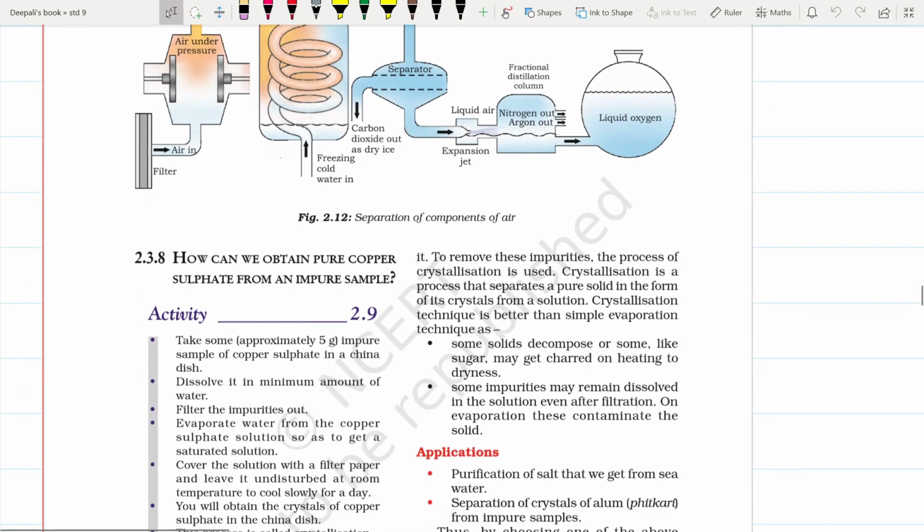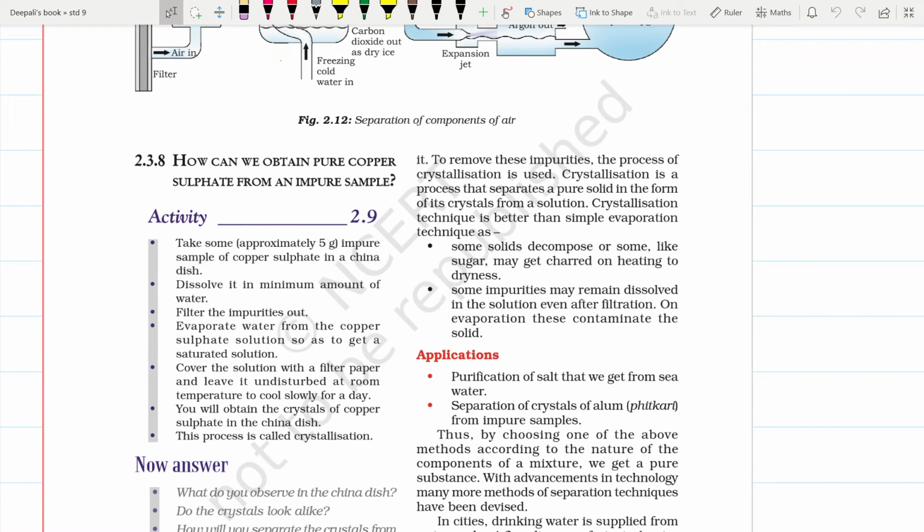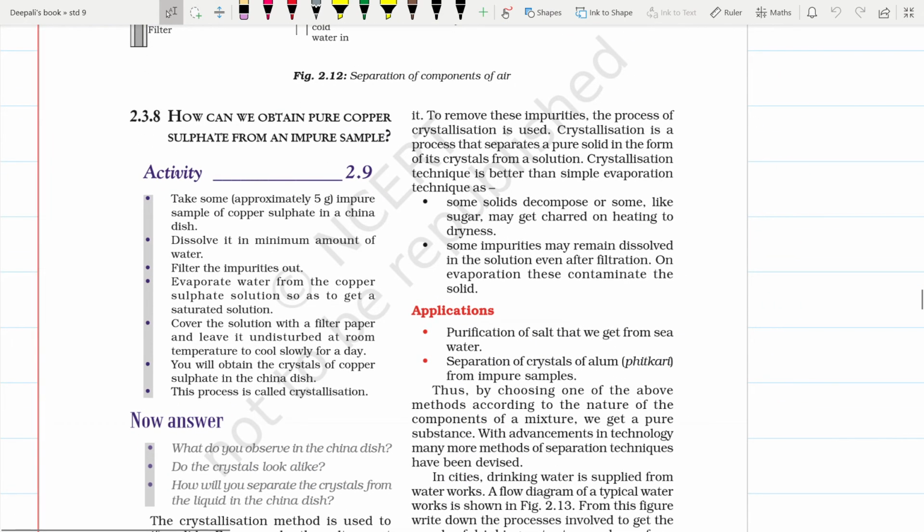How do we obtain pure copper sulphate from an impure sample? Take approximately 5 grams of impure sample of copper sulphate in a china dish. Dissolve it in a minimum amount of water. Filter the impurities out. Evaporate water from the copper sulphate solution so as to get a saturated solution.